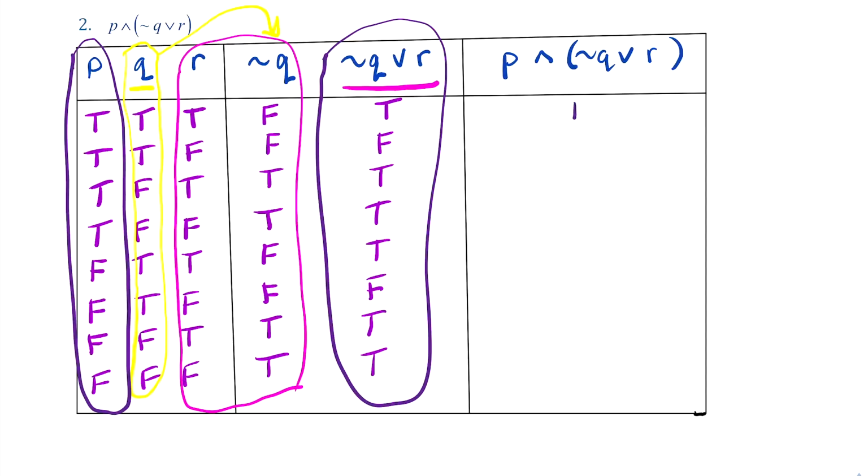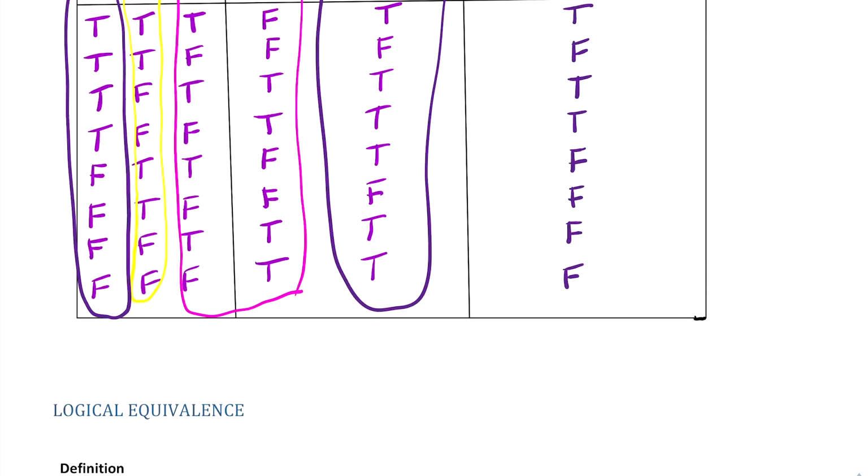So I have a true and a true. I get a true. True and a false is false. True and a true is true. And then true, false, false, false, and false. And then easy way to double check that is to look only where they're both true. Yep, so we're good. Cool, cool?